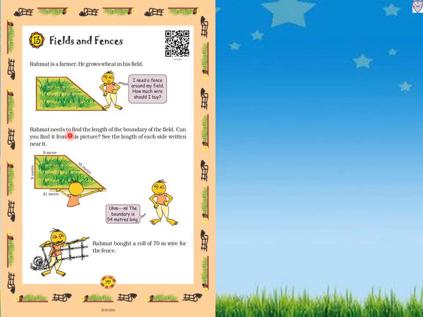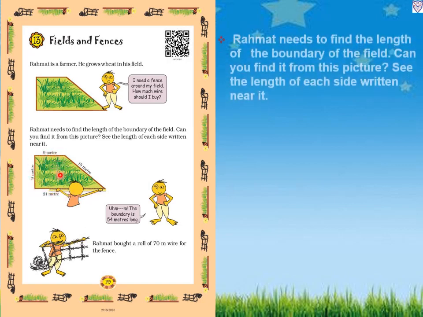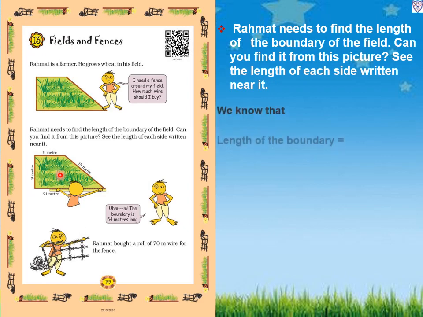So Rahmat needs to find the length of the boundary of the field. Can you find it from this picture? See the length of each side written near it. We have to find the length of each side, and all the lengths of the sides are given here, so we have to add them. Length of the boundary equals 9 meter plus 15 meter plus 21 meter plus 9 meter. So we will add it.